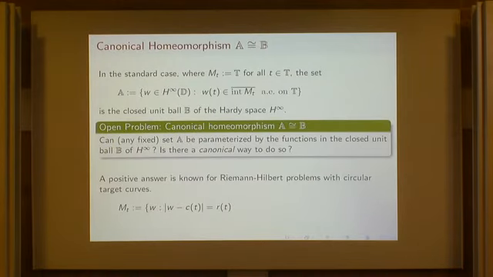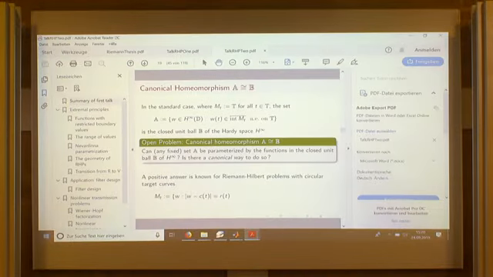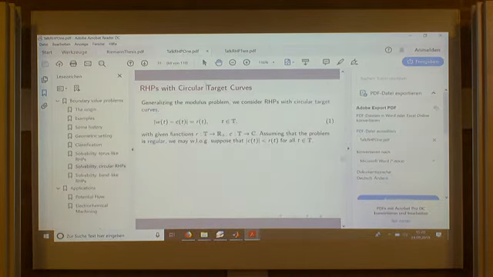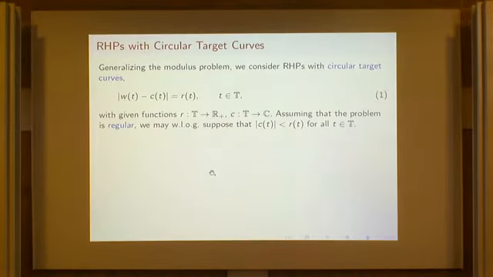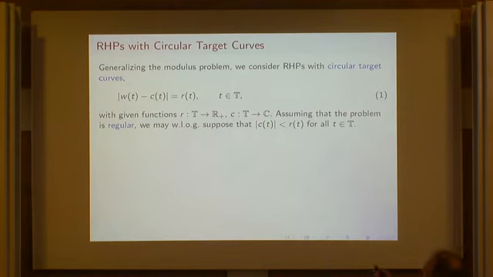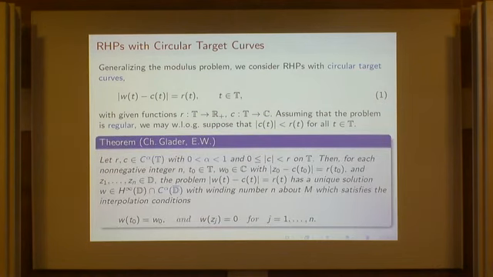Maybe I have time, not sure, to show you this very briefly, which means I have to go to the other talk. And we have Riemann-Hilbert problems with circular target curves. We get better results than for the general problems. Here we have two functions, the function which describes the center and the function which describes the radius. Assuming that this problem is regular, we can suppose that we satisfy this condition. And then we only need Hölder continuous given data, C and R, and we can get all the results which we had in the general case, but now under weaker assumptions.